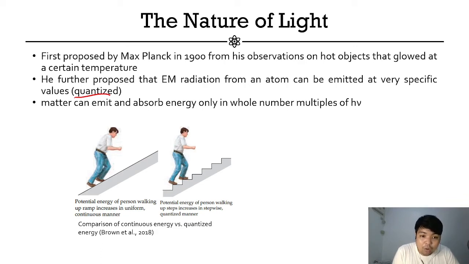Because the potential energy of that person increases in very specific amounts. Remember, a review from Physics 1, potential energy is equal to mass times gravity times height. Since the height of each step of the stairs is even, as you go up the stairs, the potential energy also increases in stepwise and very specific values.